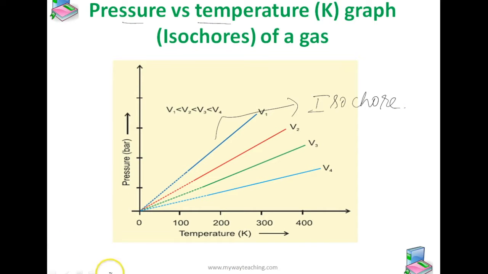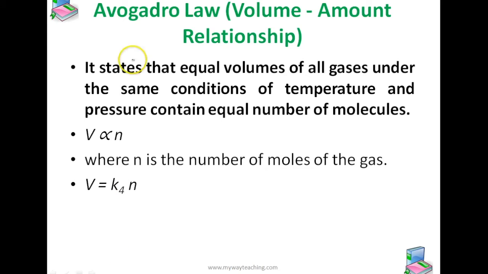Next is Avogadro's law, the volume-amount relationship. It states that equal volumes of all gases under the same conditions of temperature and pressure contain an equal number of molecules. So V is directly proportional to n, where n is the number of moles of the gas. V is equal to K4 into n.